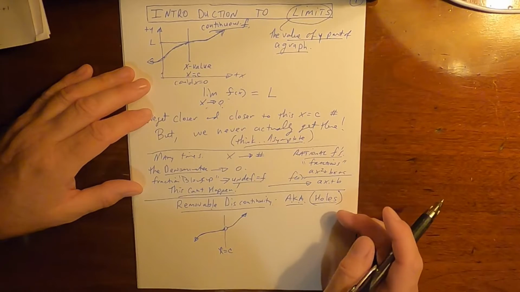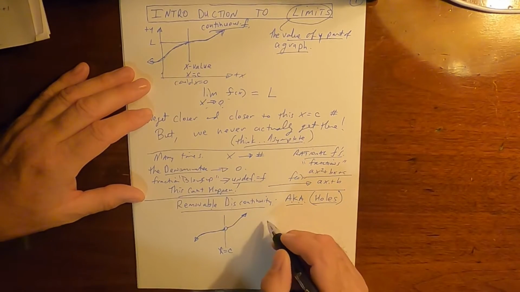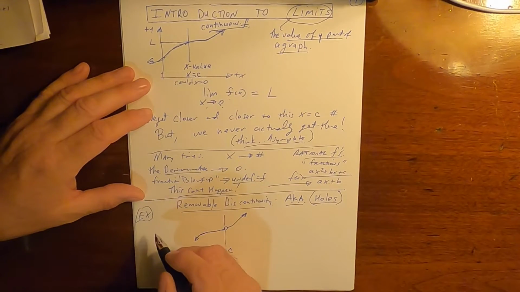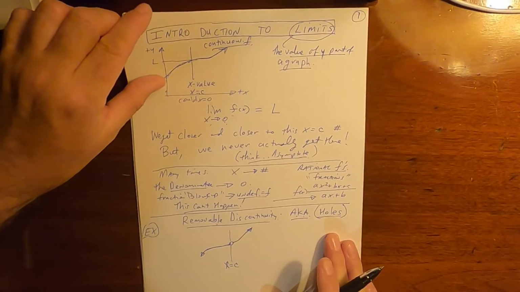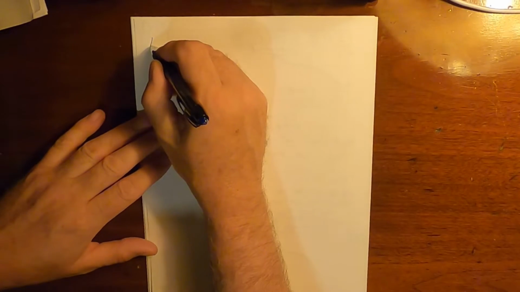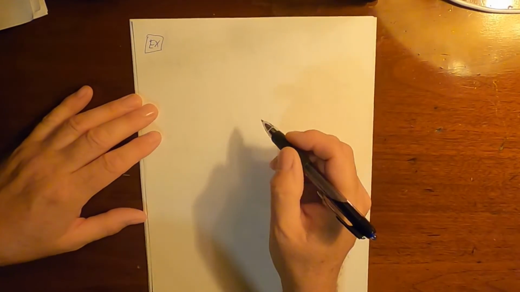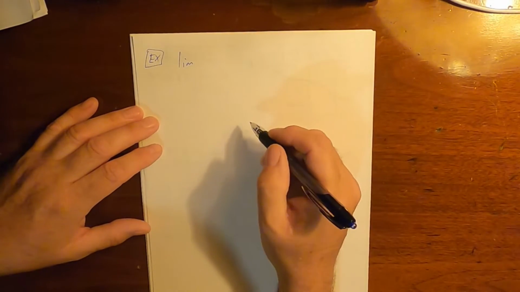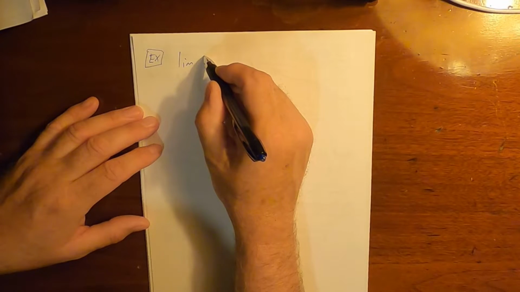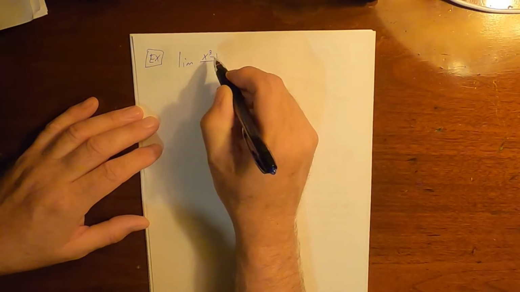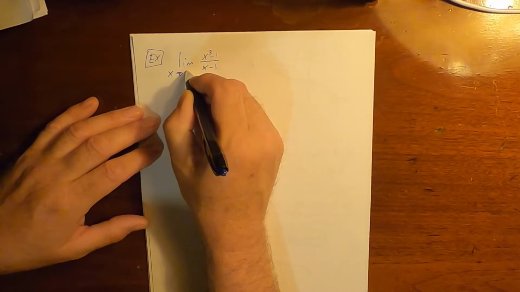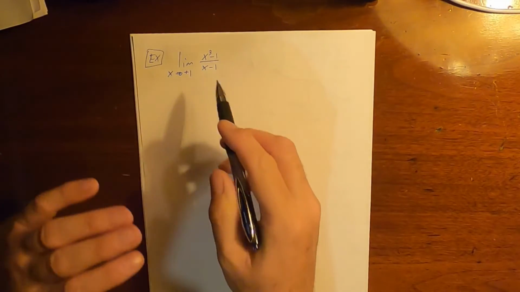All right, so let me give you an example then. Here I'm going to have an example of a function. I'm going to try to turn this over and do the example on this side so we're not pressed for space. Okay, so here's an example. I have a limit of x to the third minus 1 over x minus 1 as x approaches plus 1.